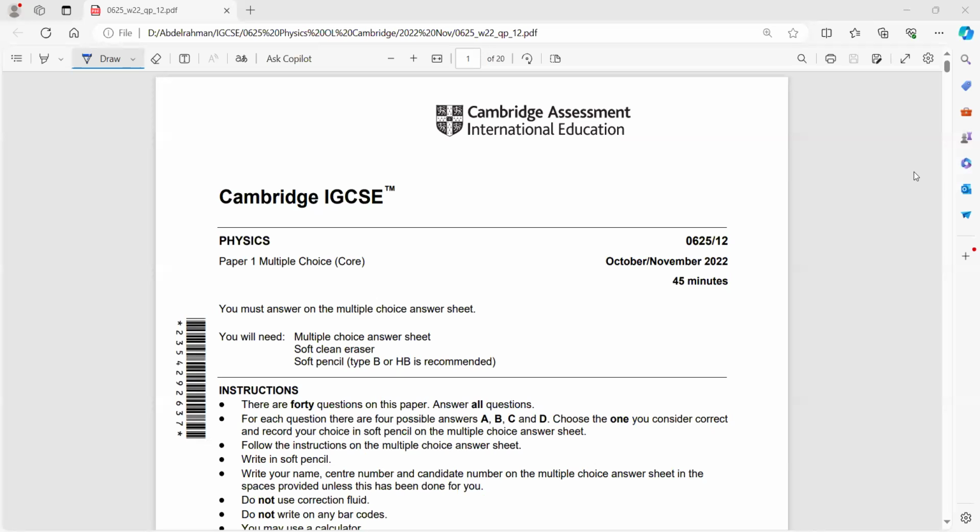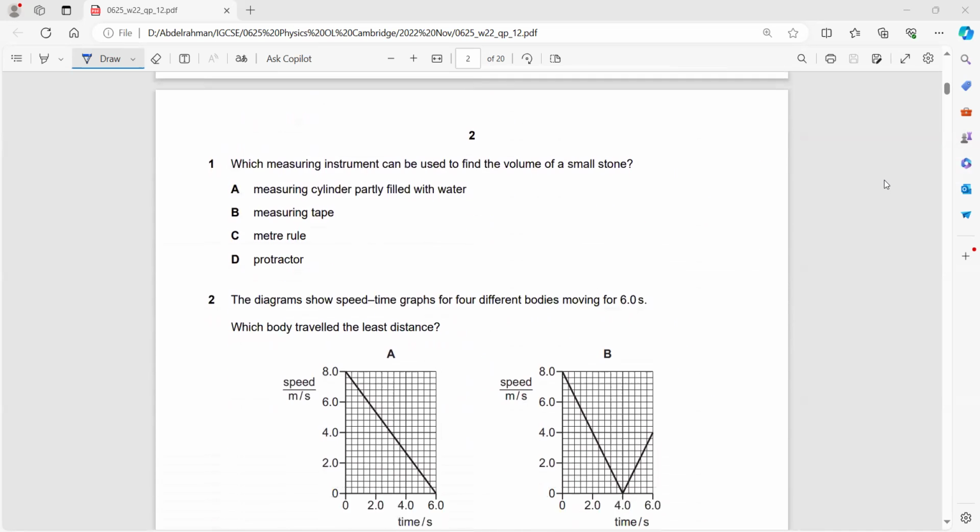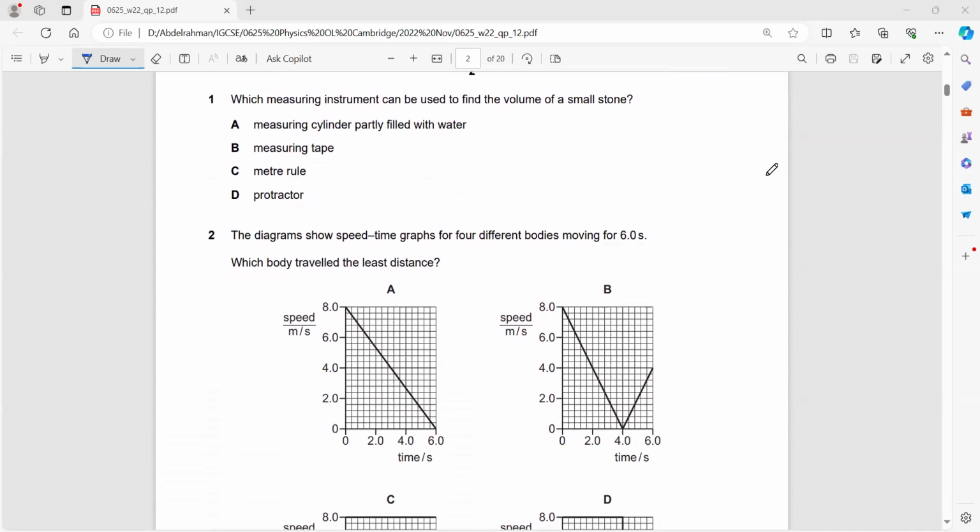Okay, October/November 2022, paper 1, variant 2. Question 1. Which instrument can be used to find the volume of a small stone? To find the volume, you need a measuring cylinder with some water.